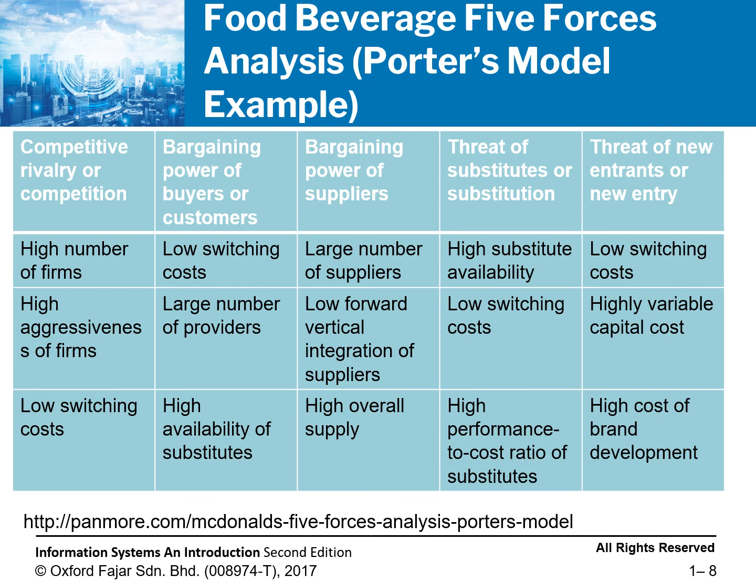For the bargaining power of suppliers, there is a large number of suppliers, low forward vertical integration of suppliers, and high overall supply. Next is the threat of substitutes, which has high substitute availability, low switching costs, and a high performance-to-cost ratio of substitutes. And the last one is the threat of new entrants, which has low switching costs, highly variable capital loss, and a high cost of brand development.